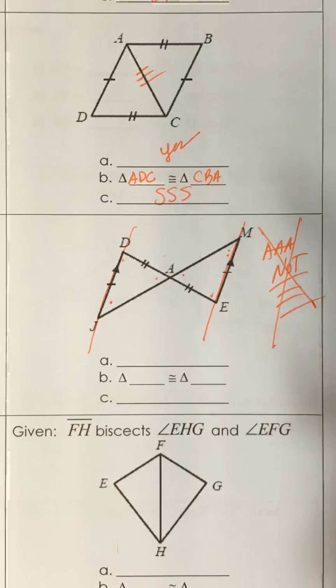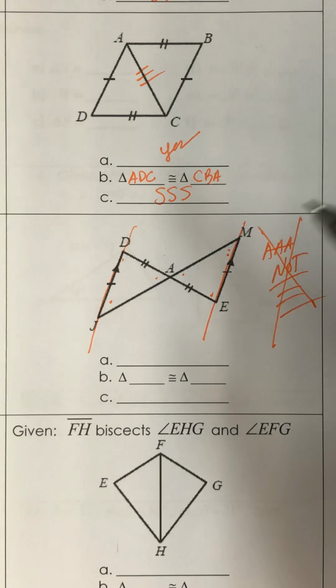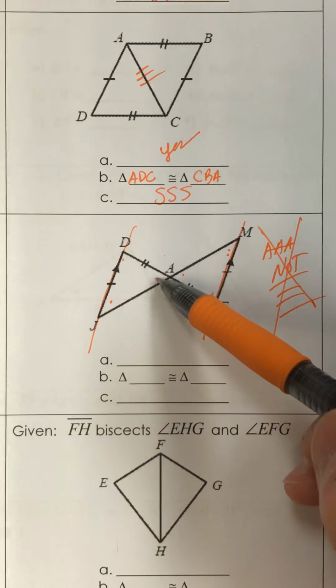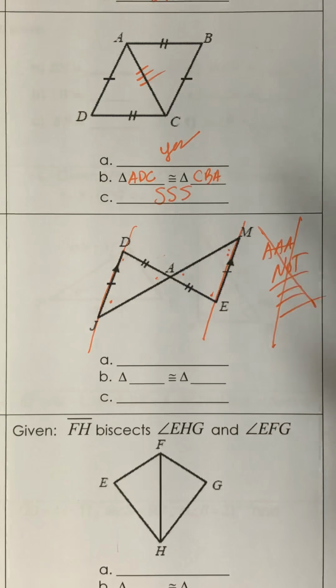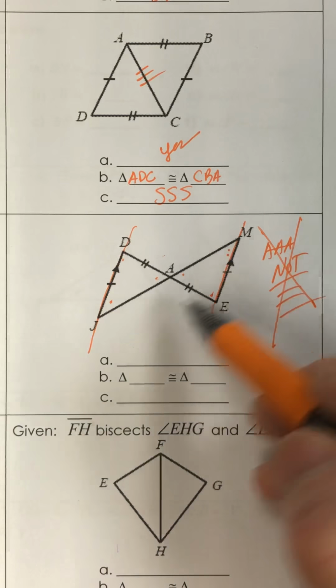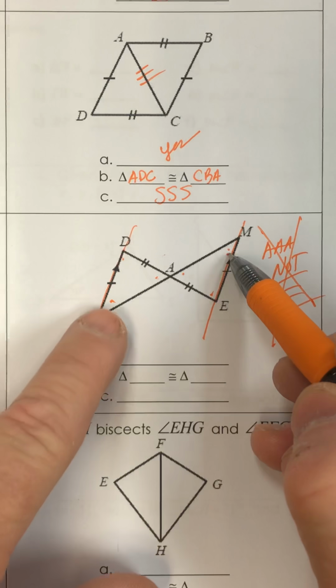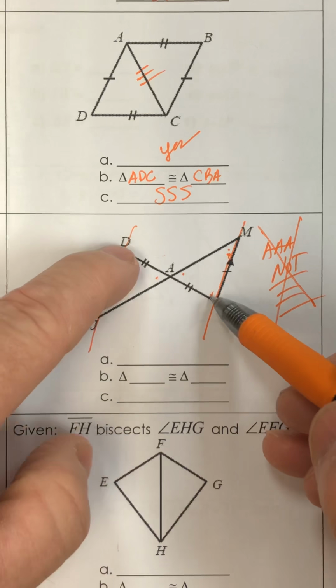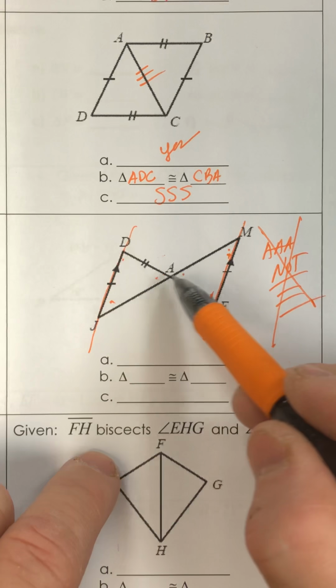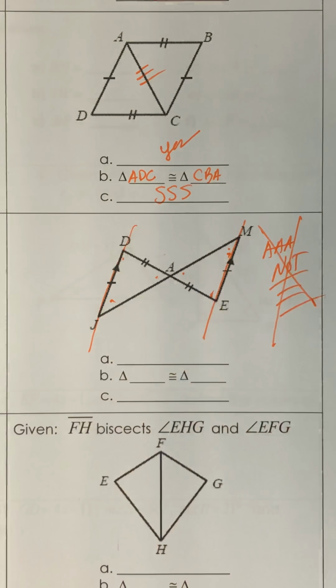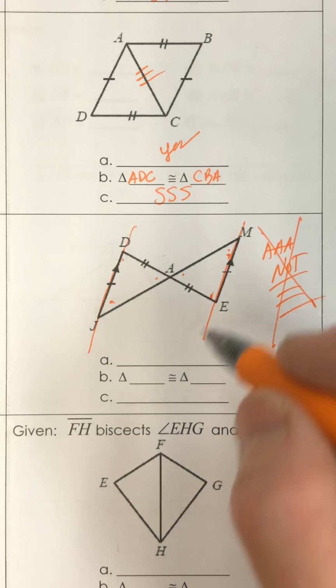But I'm given 2 sides, so we can have several reasons. We have angle, side, angle. We have angle, angle, side. We have side, angle, side. Any of those would be reasons, because we could show that those 2 angles are congruent by alternate interior. These 2 angles would be congruent by alternate interior. And these 2 angles would be congruent by vertical. So any combination you would like to use there would be fine.